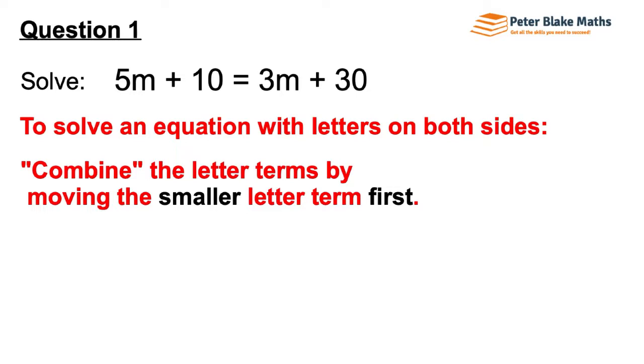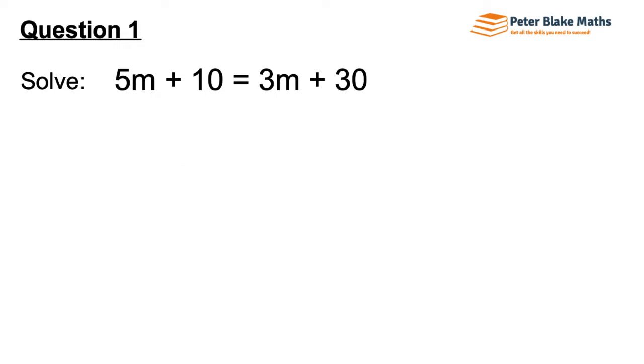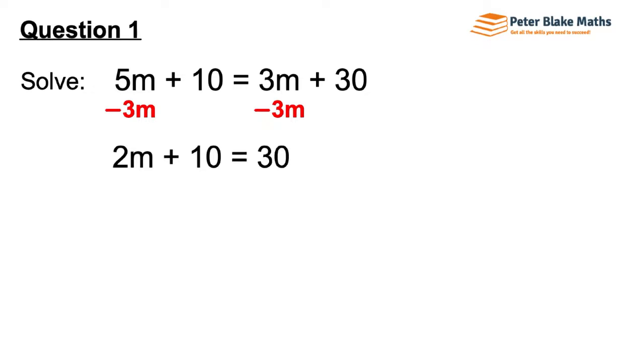So to move the 3m, we can consider it to be a positive 3m, so it's effectively plussing on that right hand side. So we'll minus 3m both sides. Then we get to merge or combine those in that first term there. 5m minus 3m will give us 2m. We've still got a plus 10, and on the right hand side the 3m and the minus 3m will cancel each other out, leaving us with just the 30.